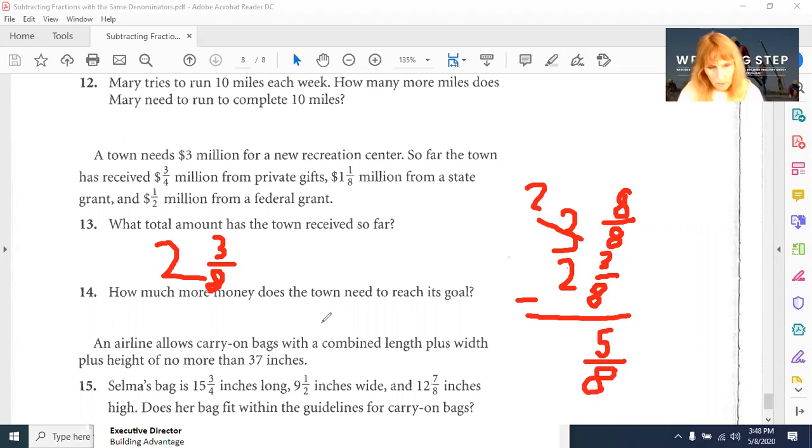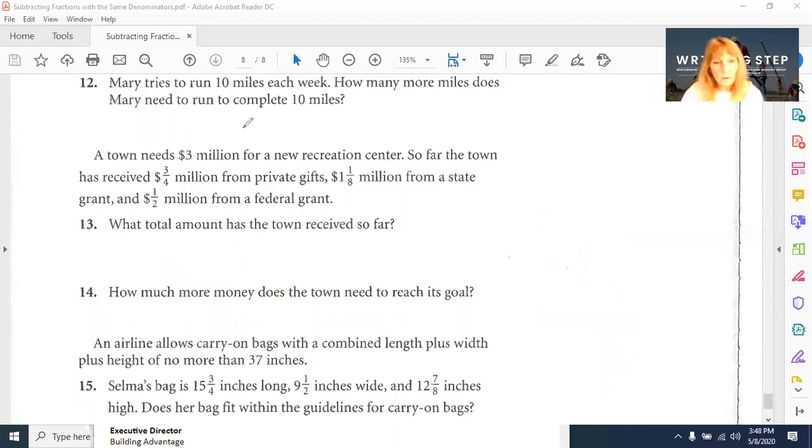So how much money does the town need to reach its goal? 5/8 of a million. Put a dollar sign there. It's supposed to be a dollar sign. 5/8 of a million. So 5/8 of a million. Okay, so give those word problems a try. I'm going to clear my drawings here.